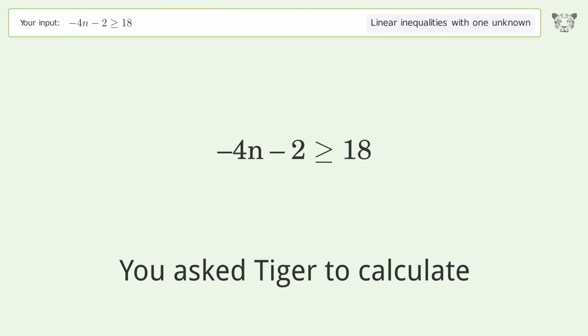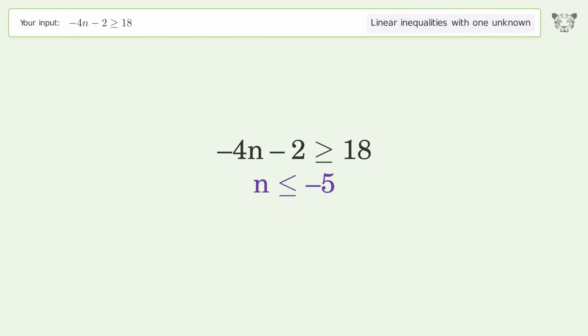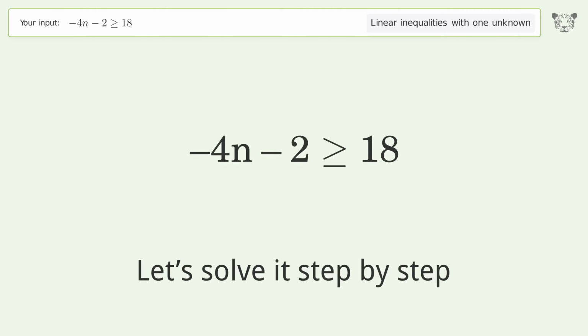You ask Tiger to calculate. This deals with linear inequalities with one unknown. The final result is n equal or smaller than -5. Let's solve it step by step.